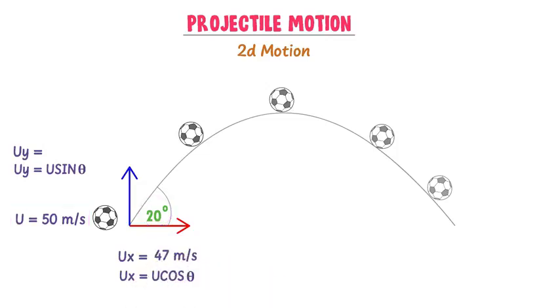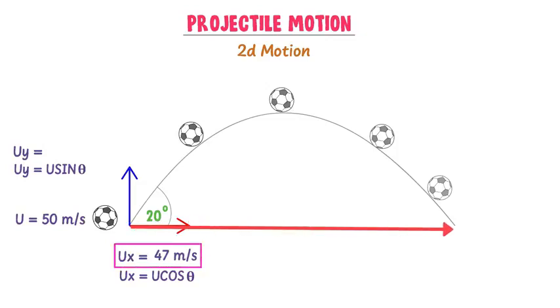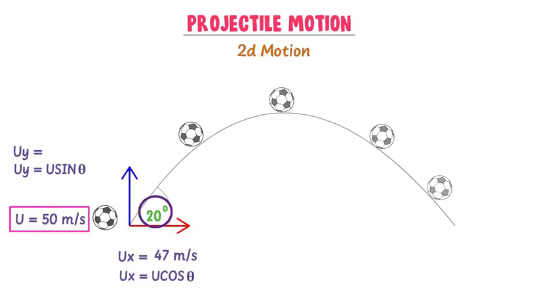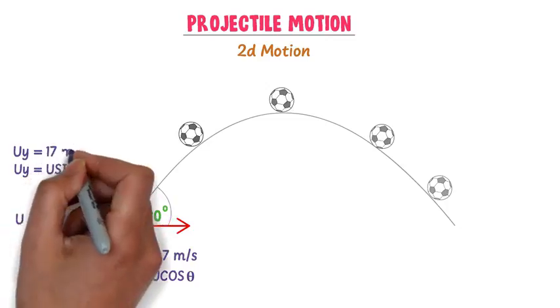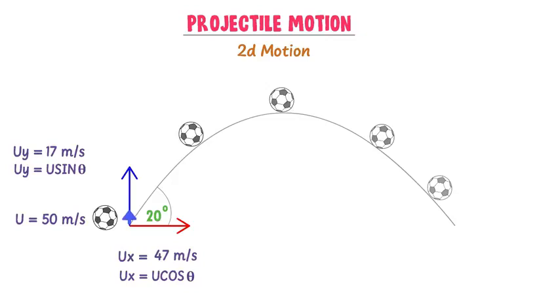Thus, the initial velocity of the ball in x direction is ux = 47 meters per second. Similarly, in the case of uy, put the value of u and theta. We get uy = 17 meters per second. Thus, the initial velocity of the ball in y direction is uy = 17 meters per second.